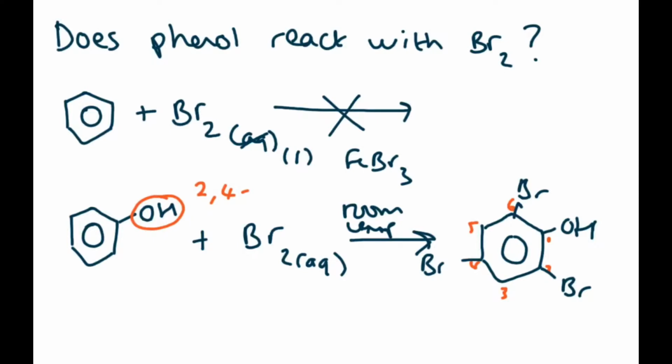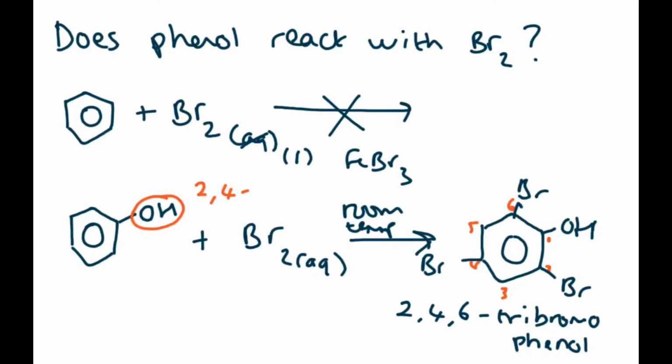My writing's gone a bit crazy now. And this is called phenol, and it's called 2,4,6-tribromophenol, because that's where the bromines are. Okay, I've run out of room, so I'm going to write it underneath. Tribromophenol. Okay, that's what it's called.